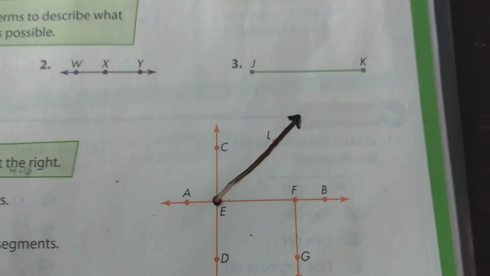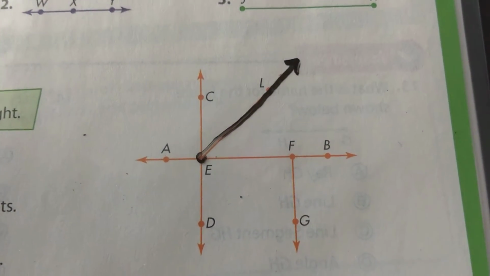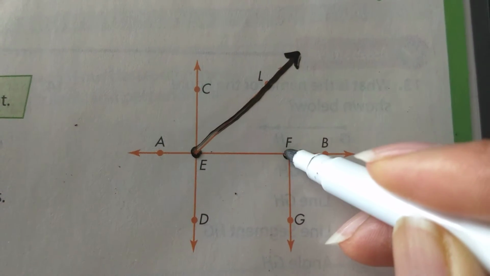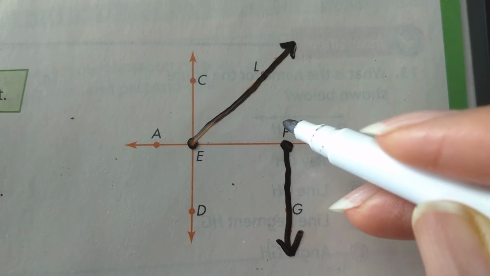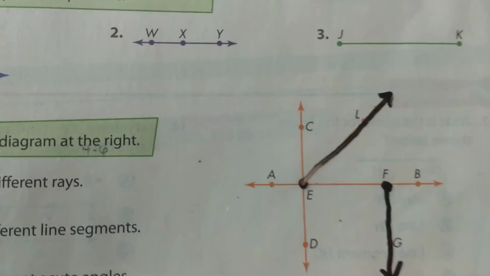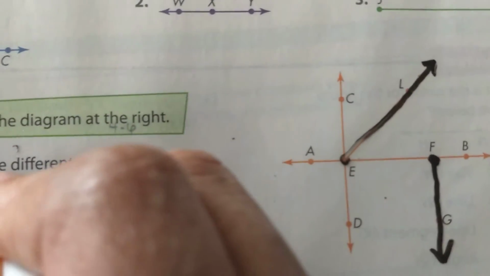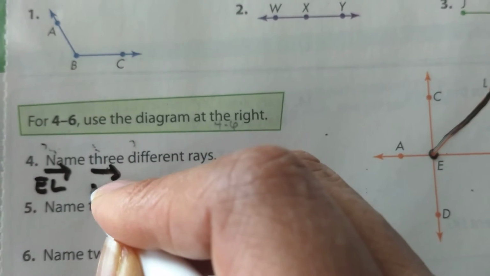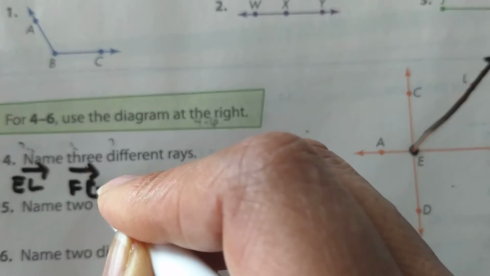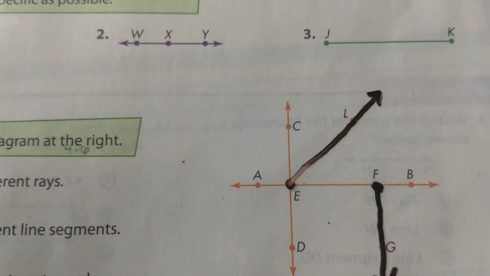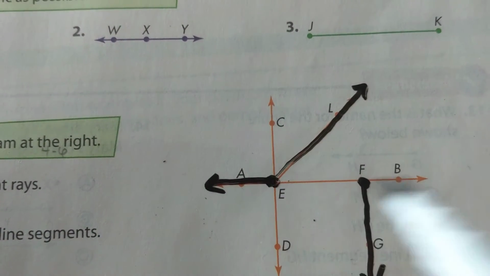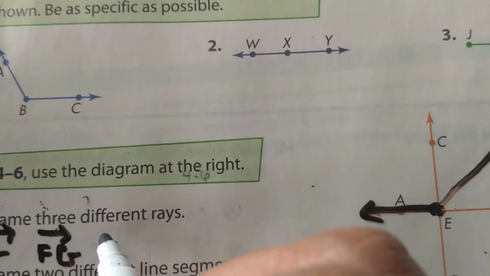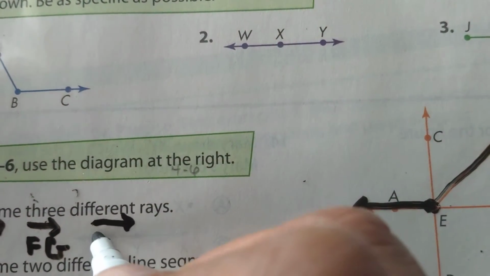Okay? Now, it said to name 3, so let's try another one. Another ray would be possibly starting here, endpoint, and coming down to G. So this will be ray FG. So I'll write ray FG. Okay, next, another ray. Maybe, how about ray EA? Ray EA. So, draw my arrow, ray EA.